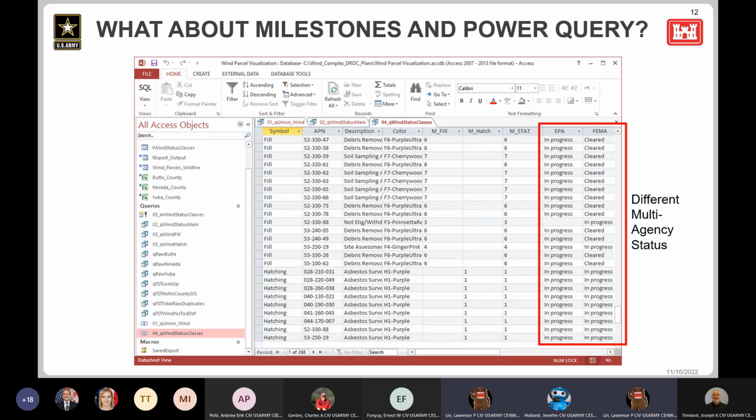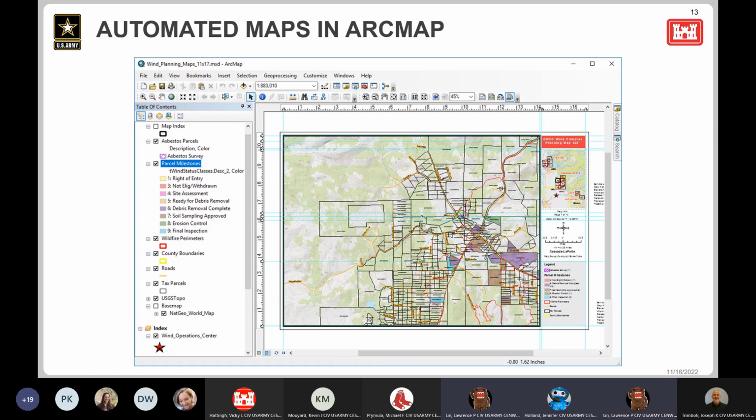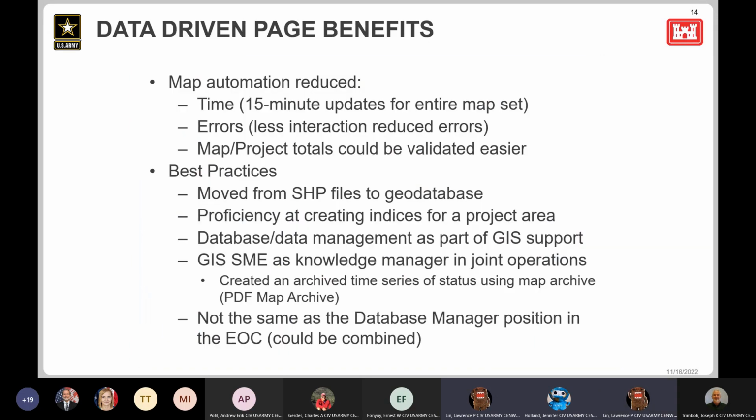And it was pretty interesting too, because that highlight there showed that there were different milestones based on different agencies too. So that was pretty unique to me. So these were the types of maps we produced, and we automated them in ArcMap. Saved a lot of time. So here's how that was summarized. I mean, there were a lot of parcels, but the update ended up being about 15 minutes.